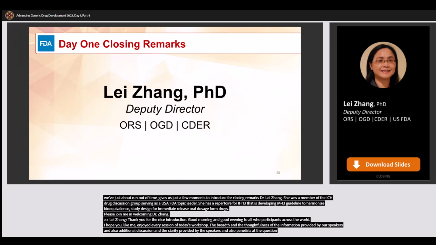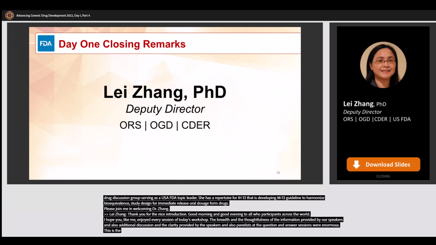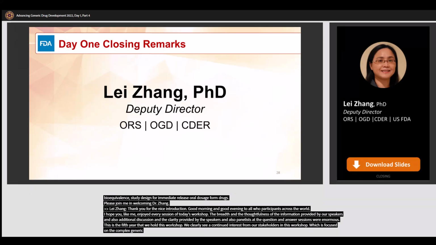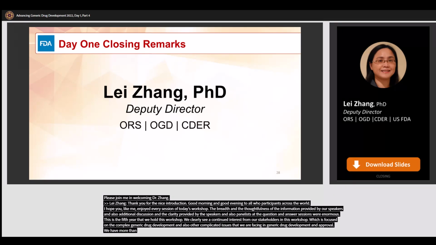This is the 5th year that we hold this workshop. We clearly see a continued interest from our stakeholders in this workshop, which is focused on complex generic drug development and also other complicated issues that we are facing in generic drug development and approval. We have more than 2,500 people registered from more than 80 countries for this year's workshop. You probably saw the map shown by Brenda in the morning of today.